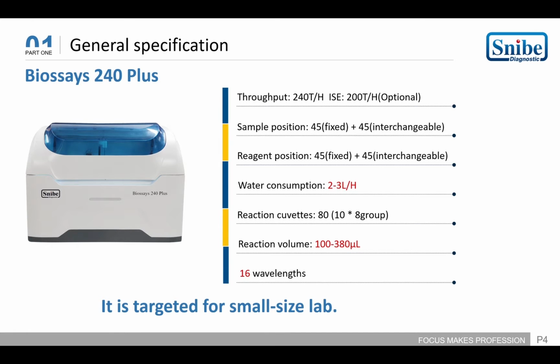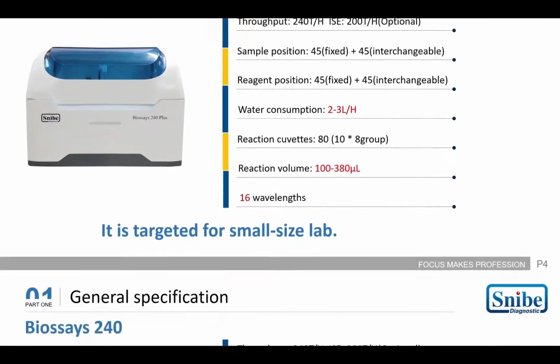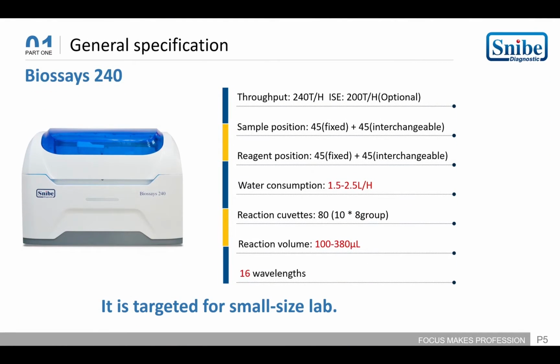Now we will talk about the 240. They are almost the same, but for water consumption, this one is 1.5 to 2.5 liters per hour, because you have to wash manually. It doesn't have the washer. This is about our 240 and 240 Plus.